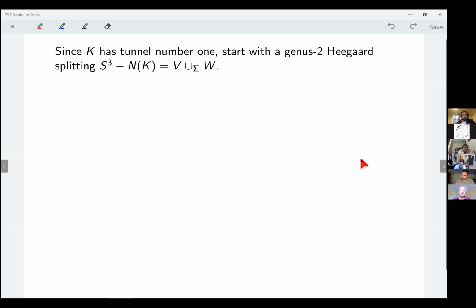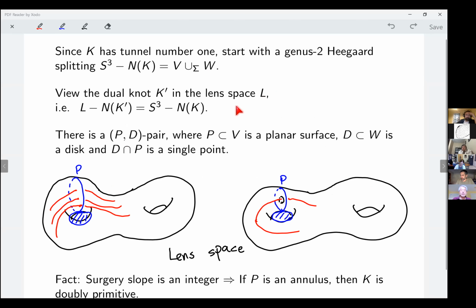So we can assume the surgery slope is the integer slope. Now, because the knot is assumed to have tunnel number 1, let's start with the genus 2 Heegaard surface in the knot exterior. Then we can view this dual knot, this knot in the lens space, from the point of view of the lens space, because this Heegaard surface also gives you a Heegaard surface of the lens space. Now you have a genus 2 Heegaard surface of a lens space.